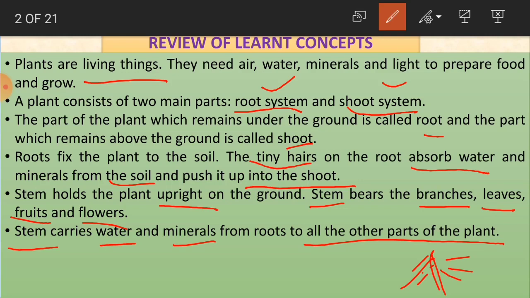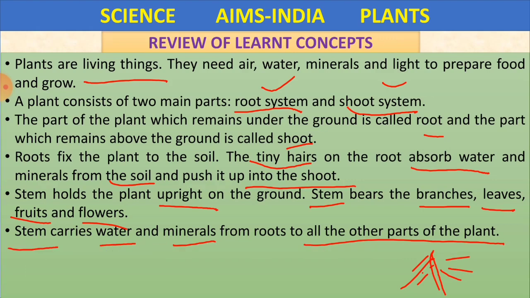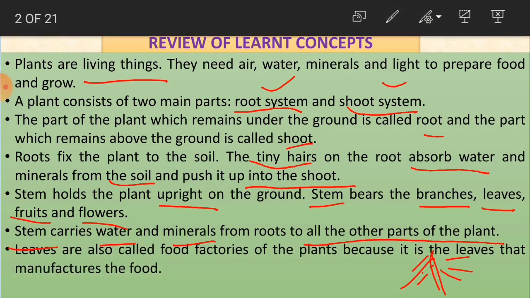Clear, children? Okay. Now, leaves are also called food factories of the plants because it is the leaves that manufacture the food. So another important part of the plant, what is it? It is the leaves. Why are leaves important? Because they are the food factories.